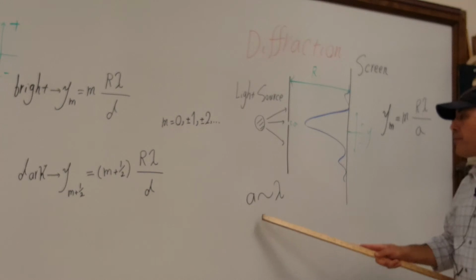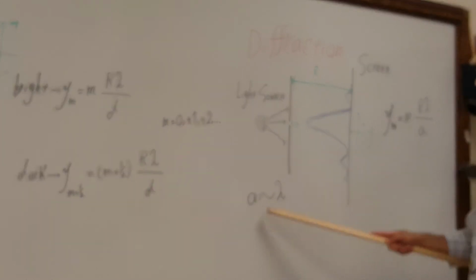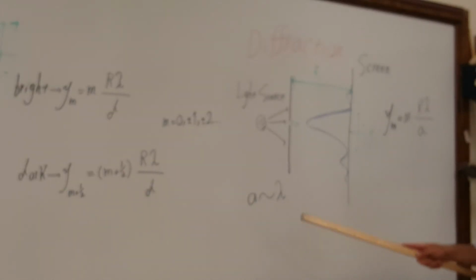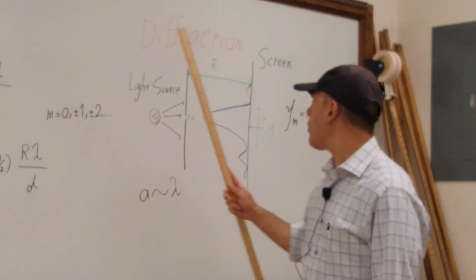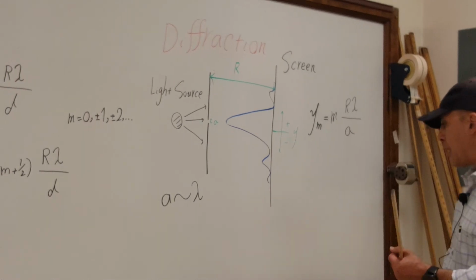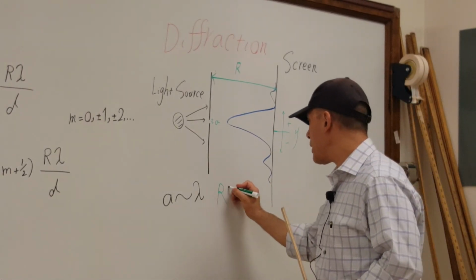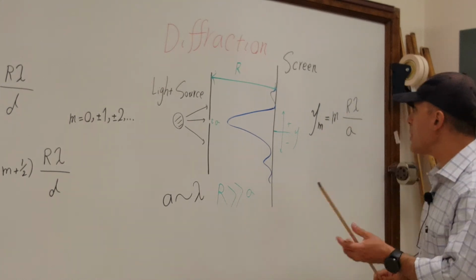Anyway, here this slit or hole should be on the order of the wavelength. I mean that it shouldn't be much larger than the wavelength. And again, we have the same setup, with R, and R should be, of course, much bigger than a. Then again, we see some fringes.